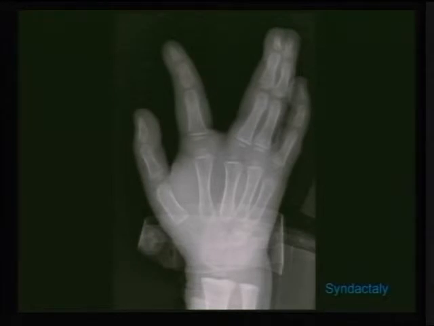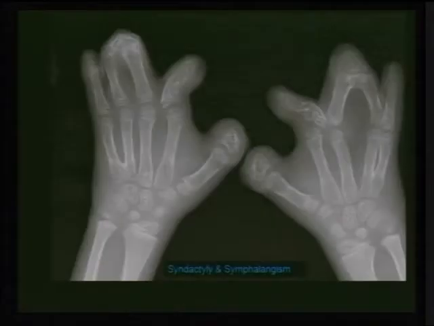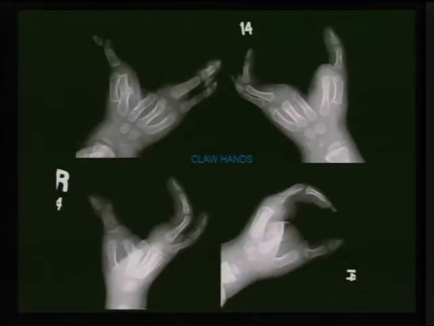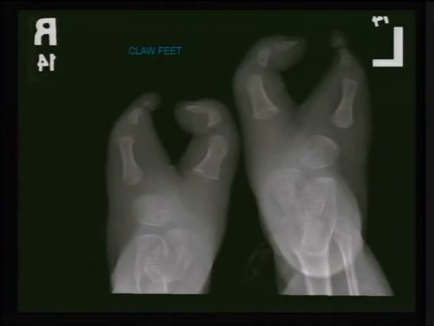Syndactyly means fusion. We know syn is a fusion by now. Dactyly is finger. Syndactyly could be soft tissue, could be bones, and could be both. And this is a bone syndactyly, soft tissue syndactyly, plus there is something else. If you look down, you see symphalangism. Symphalangism is the fusion between the phalanges. When we lose the fingers in the middle, this is split hand or claw hand. Claw here.